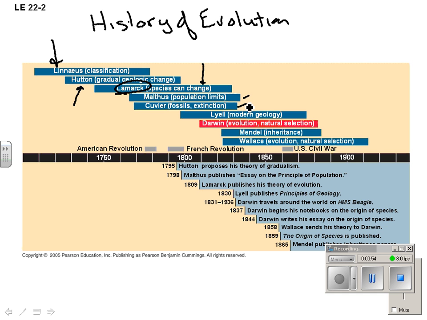Through Malthus and Cuvier with fossils, the finding of fossils in the early 1800s, some modern geology thoughts by Charles Lyell, and then of course came Charles Darwin. Charles Darwin lived in the mid-1800s and published The Origin of Species, on the origin of species by means of natural selection in 1859.